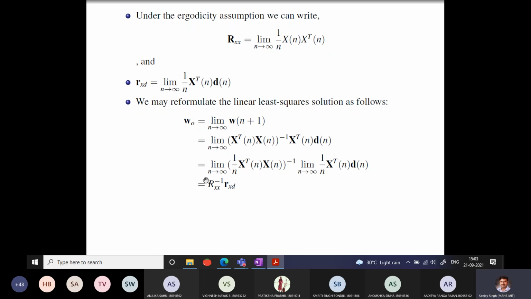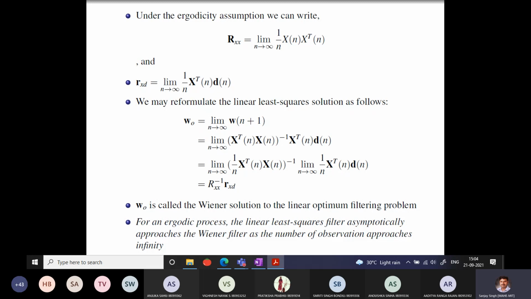And this is nothing but the correlation matrix inverse multiplied by the cross correlation. So this is the Wiener filter. What is the big deal about this? You may think, what's so big deal? The big deal is here. First of all, W_o is basically called the Wiener solution to the linear optimal filtering problem. Or you can say it is the ultimate filter weights you can get. So this is the ideal situation, right?